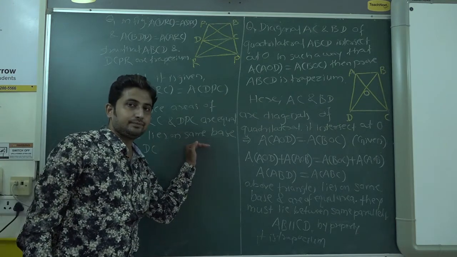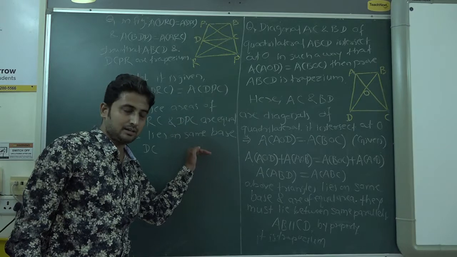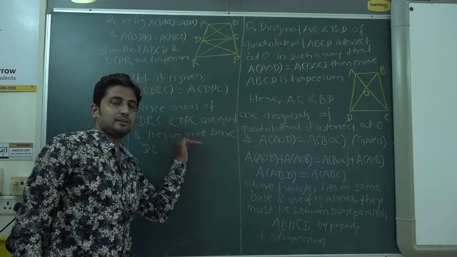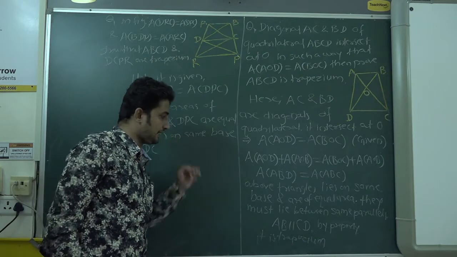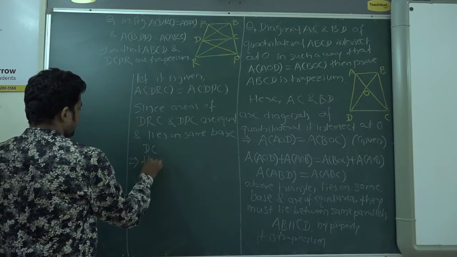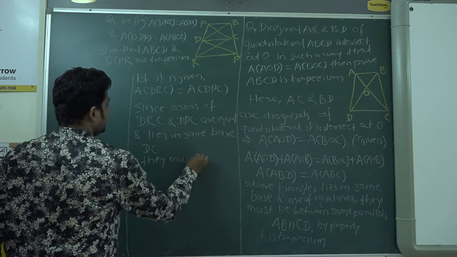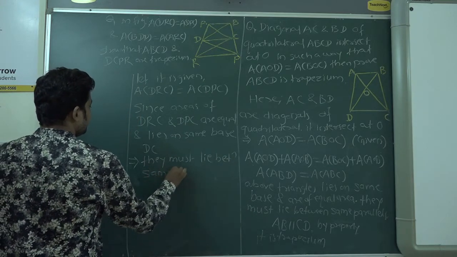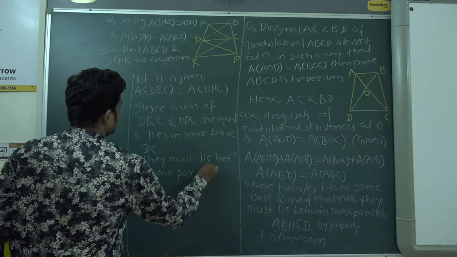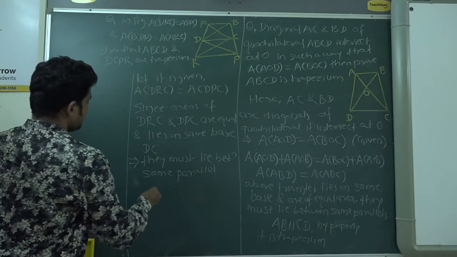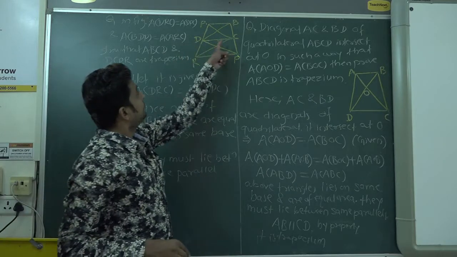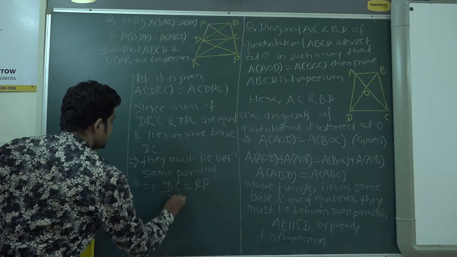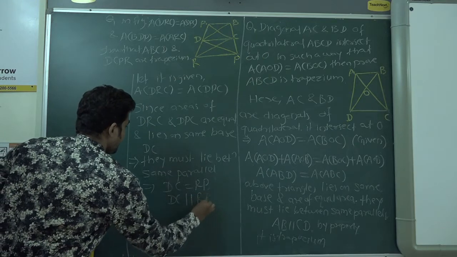What does it mean? If the areas of two triangles are equal and they are lying on the same base, it means they must lie between the same parallel, right? So they must lie between the same parallel. Okay, this means DC is parallel to RP.